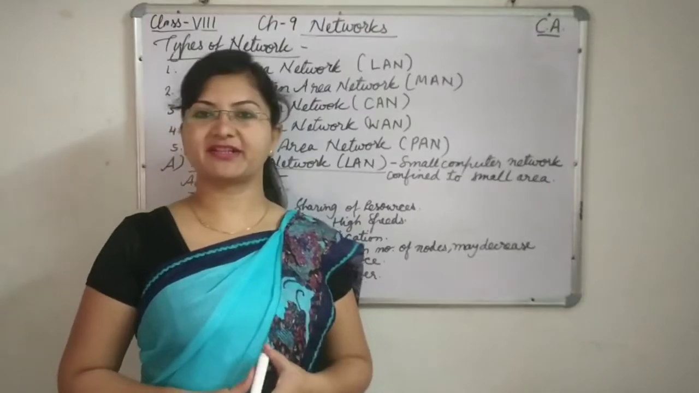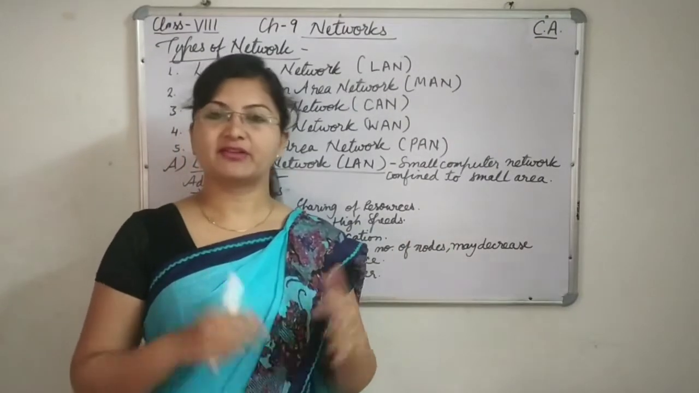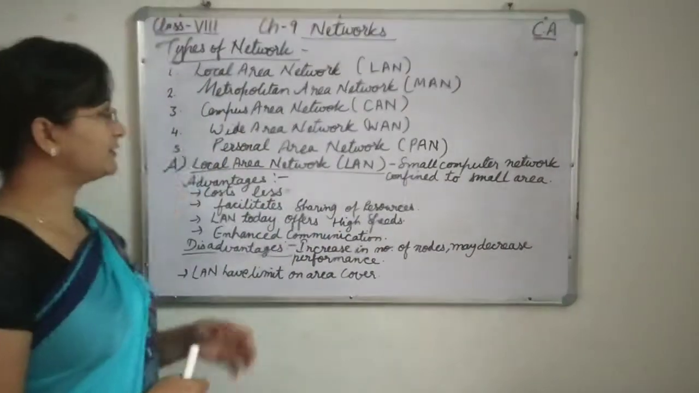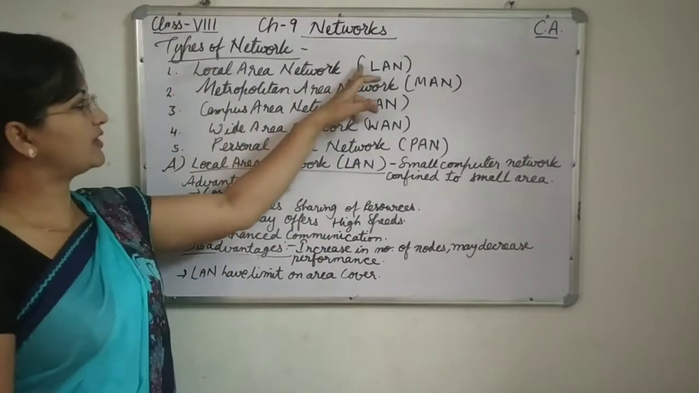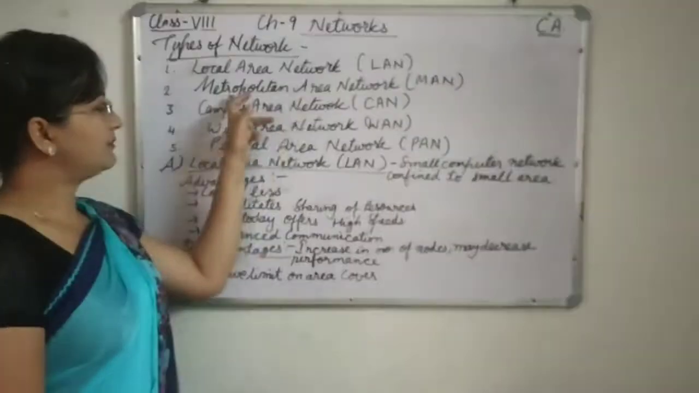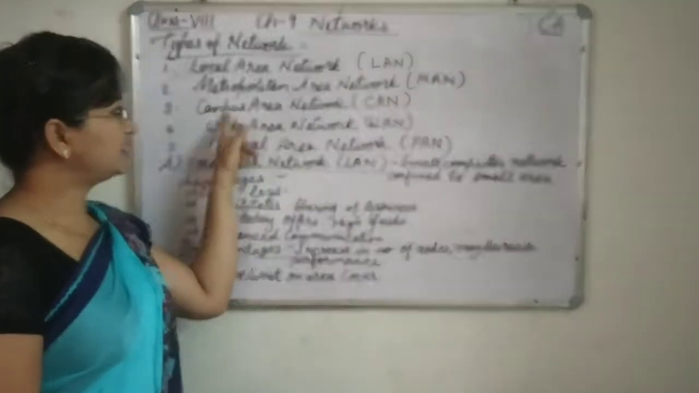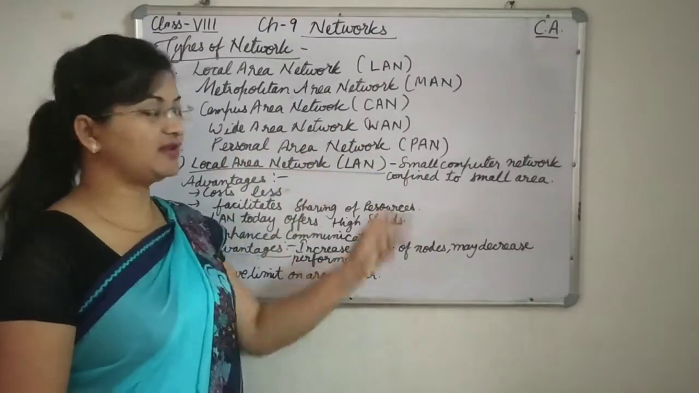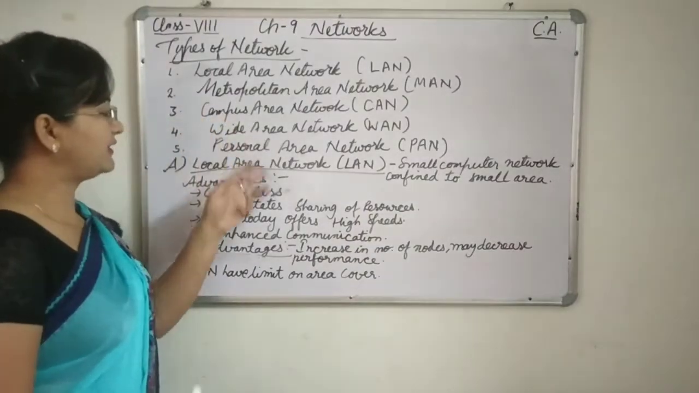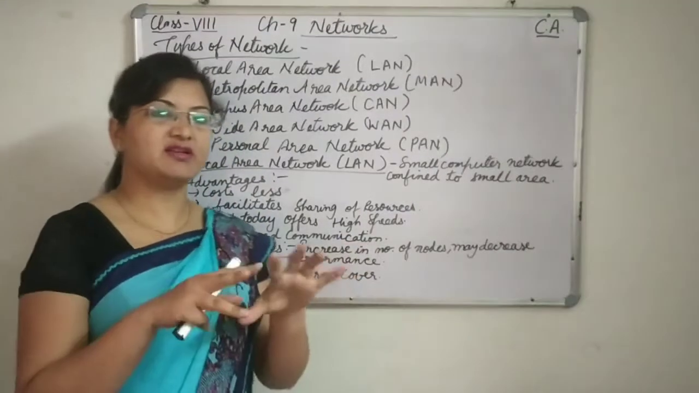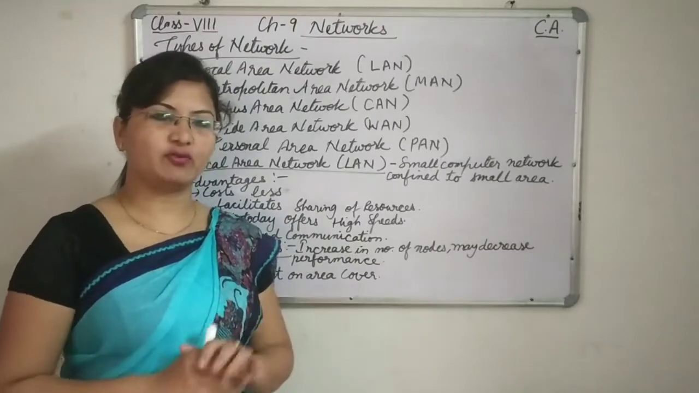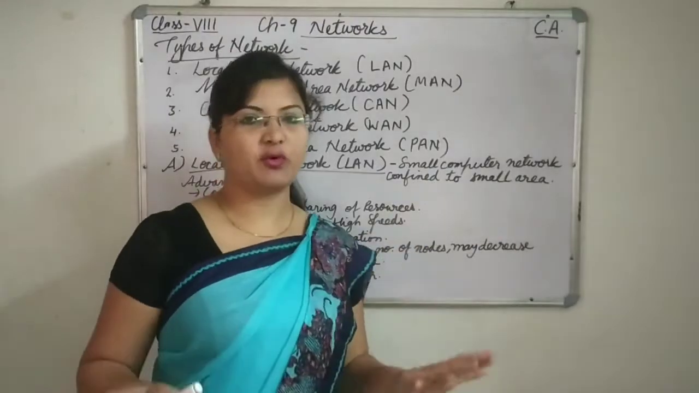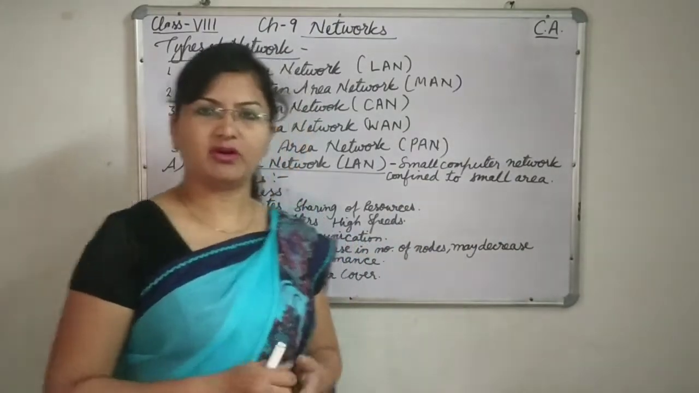Now students, we will discuss various types of networks. Depending upon size and capability, there are different types of networks. First of all, there is local area network, LAN, metropolitan area network, MAN, then campus area network, CAN, wide area network, WAN, and personal area network, PAN. First of all, we will discuss local area network. Local, as the name suggests, is confined to a very small area. It is a small computer network confined to a small area. It can be a building or an office.